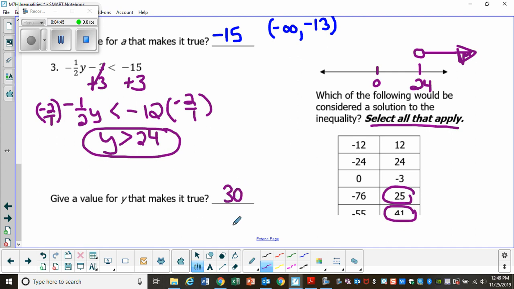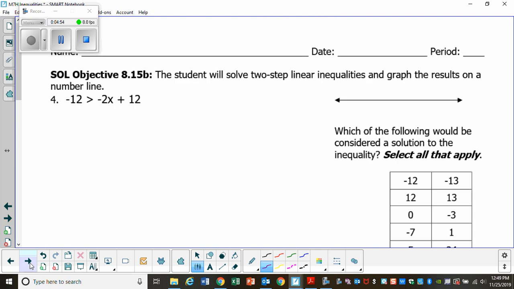Okay, so again, you want to think of all numbers greater than 24 to infinity with parentheses around it. Okay, go ahead and turn the page. All right, so now we're looking at number 4. Number 4 reads negative 12 is greater than negative 2x plus 12.